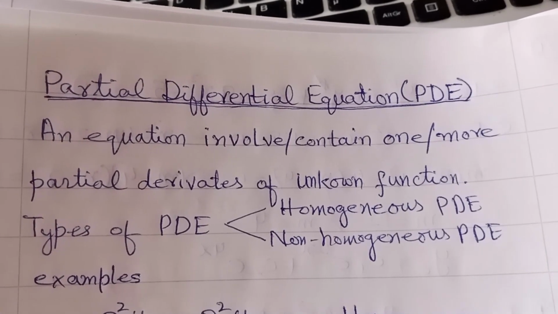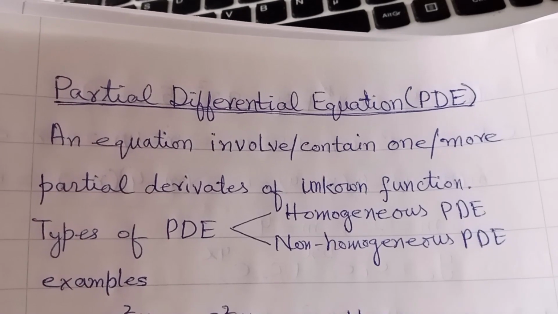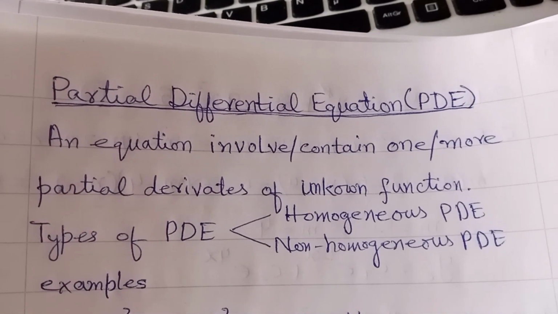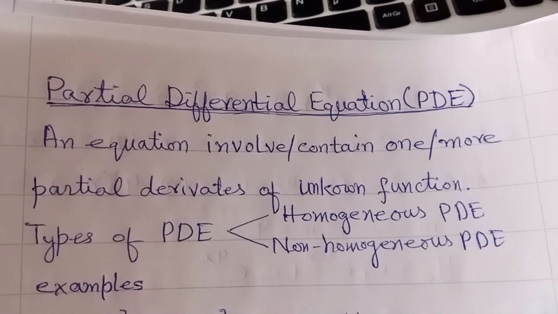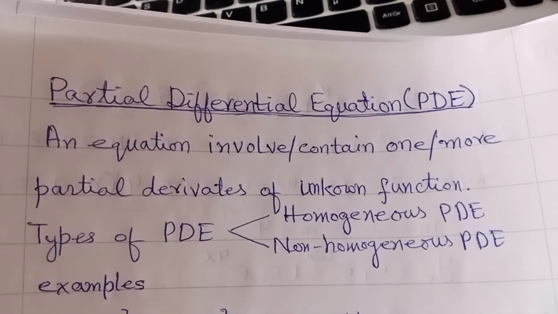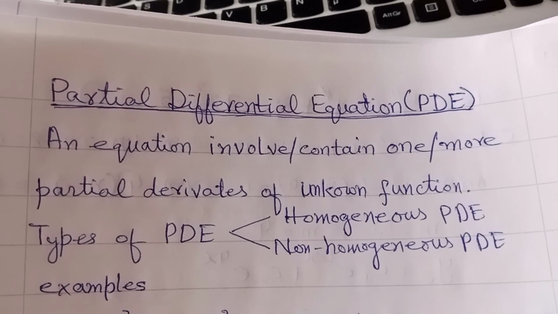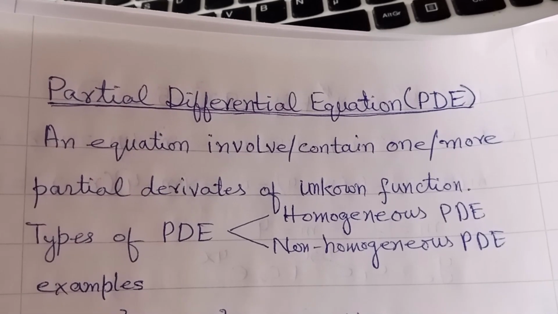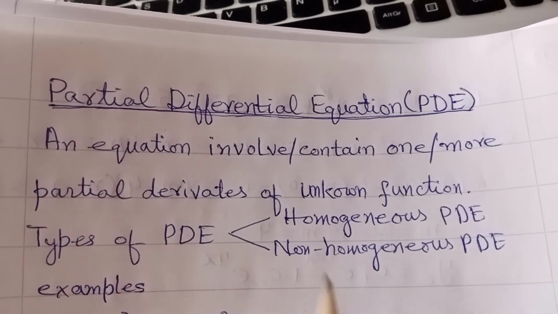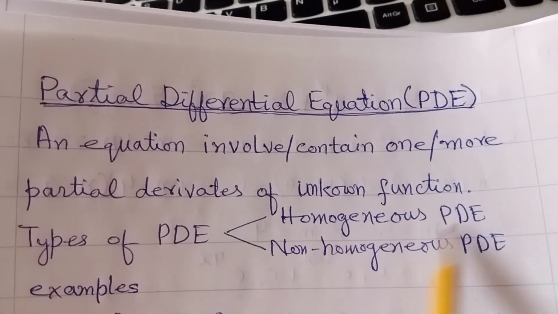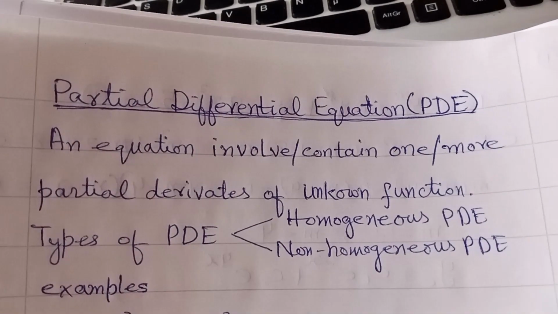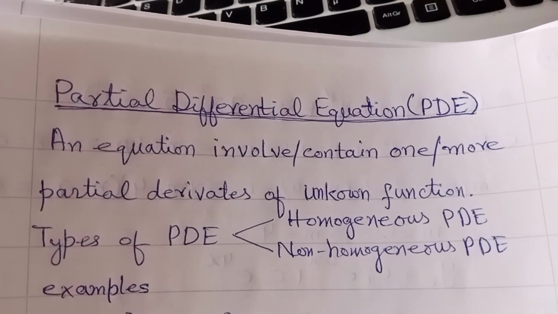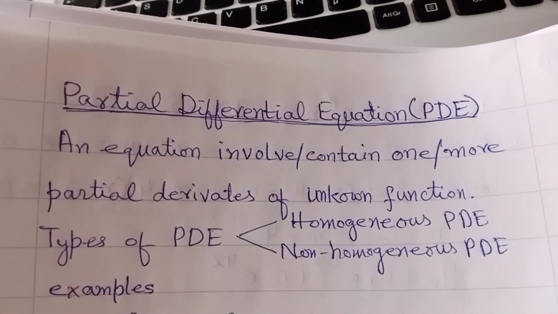So, what is a partial differential equation? An equation involving or containing one or more partial derivatives is known as a partial differential equation, and there are two types of partial differential equations that are very common, which are known as homogeneous partial differential equation and non-homogeneous partial differential equation. How can you recognize whether a partial differential equation is homogeneous or non-homogeneous?